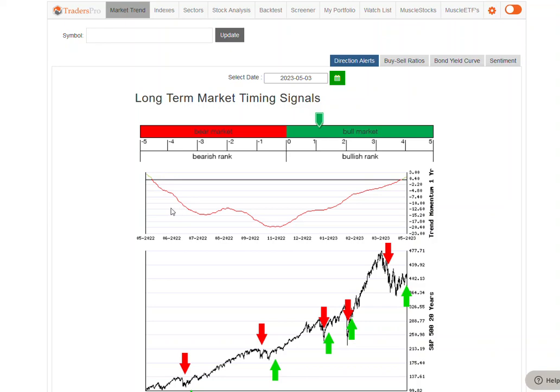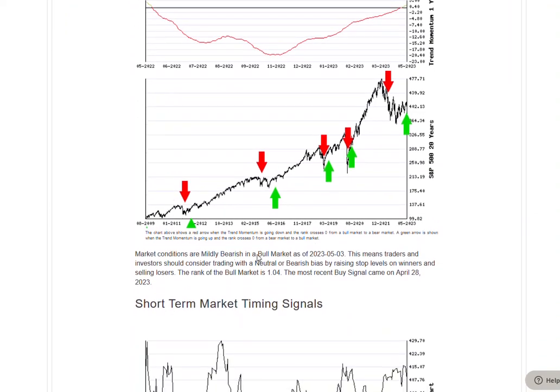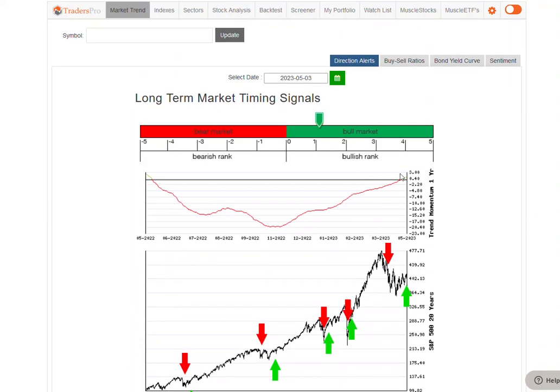Market conditions mildly bearish in a bull market. We have been talking about this a little bit. We've ticked back up right here on this uptrend. I've got a couple of things to go over today regarding the quality of this trend. And let me grab my drawing tool here.